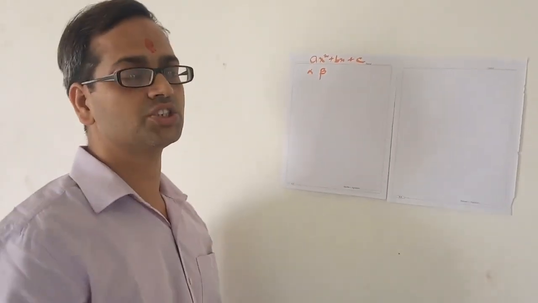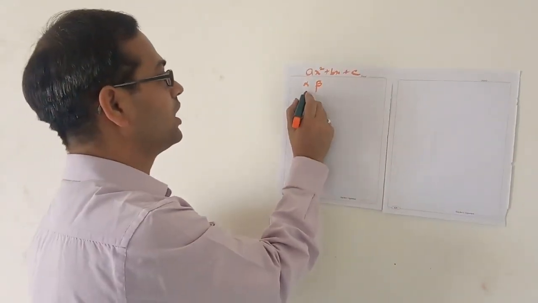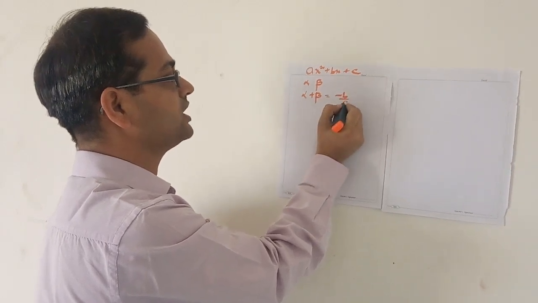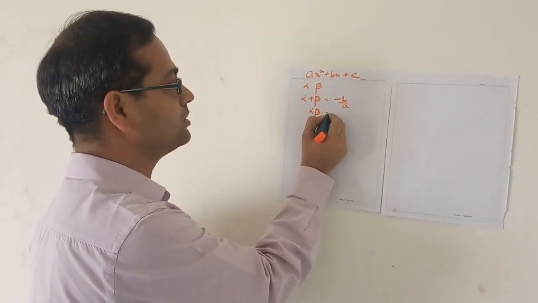So there are two relations between the roots and the coefficients. The first one being alpha plus beta is equal to minus b by a, and the second relation is alpha into beta is equal to c by a.